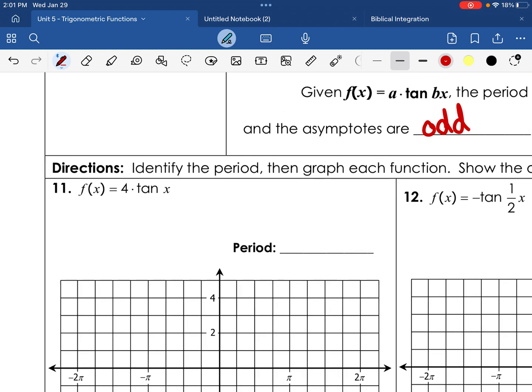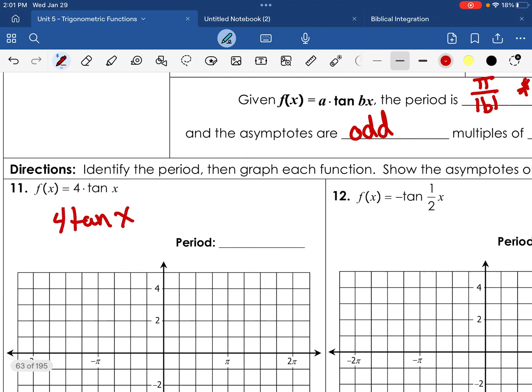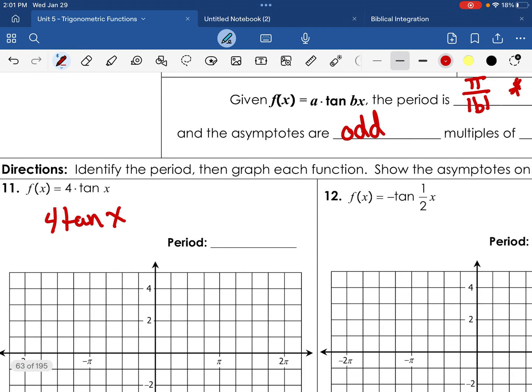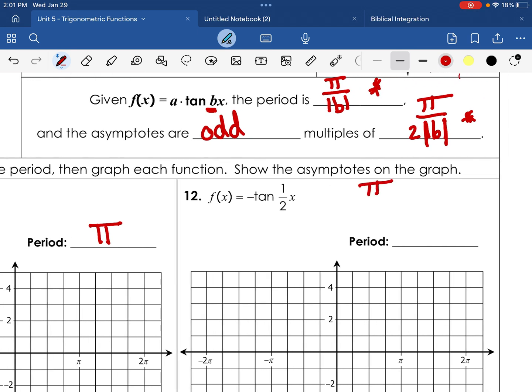All right, so here we go. So here's your function right here. We have 4 tangent of x. And it wants you first to find the period. Well, notice that the period is pi over b. b is the number in front of x. Well, what is the number in front of x for this one? 1. So its answer would be pi over 1, which is just pi. Okay, what about this one? It would be pi over 1/2, because that's b, that's the number there. And we need to flip that out of the bottom, so it's going to be pi times 2 over 1, which just equals 2 pi, and that's your period.